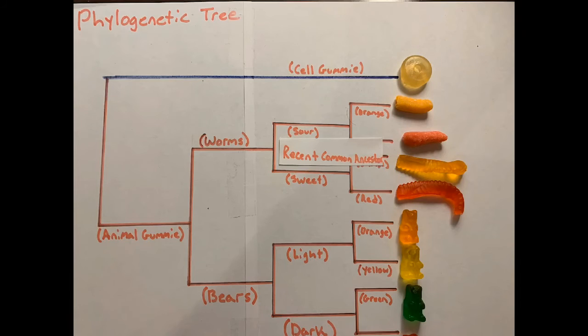If we look in depth at the worm branch, we can see the most recent common ancestor for the sour and sweet worms is just a normal gummy worm. Also, we can see the most recent common ancestor for the sour orange and sour red worms is just normal sour worms, and the most recent common ancestor for sweet red and sweet orange worms is just normal colored sweet worms.